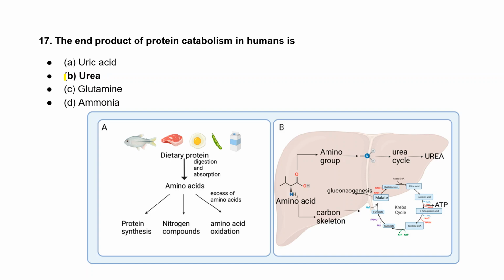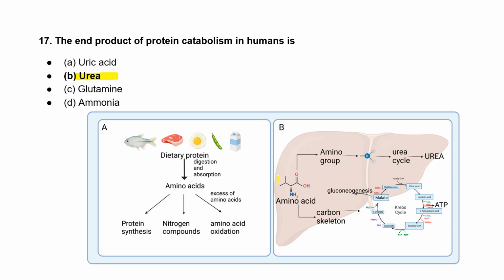So the end product of protein catabolism in humans is urea. Uric acid is generally present in reptiles. Ammonia is in the fishes, and glutamine is also in the lower invertebrates. So we have urea as the end product of our protein catabolism. Uric acid, as I already mentioned, is in the reptiles. Ammonia is in the fishes. It is also in the lower invertebrates.